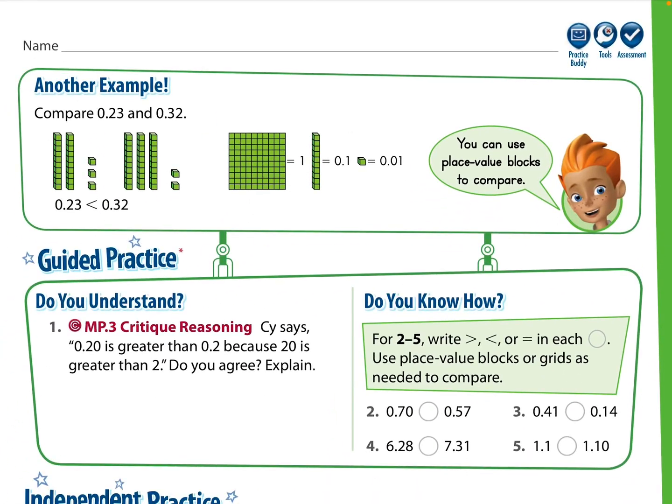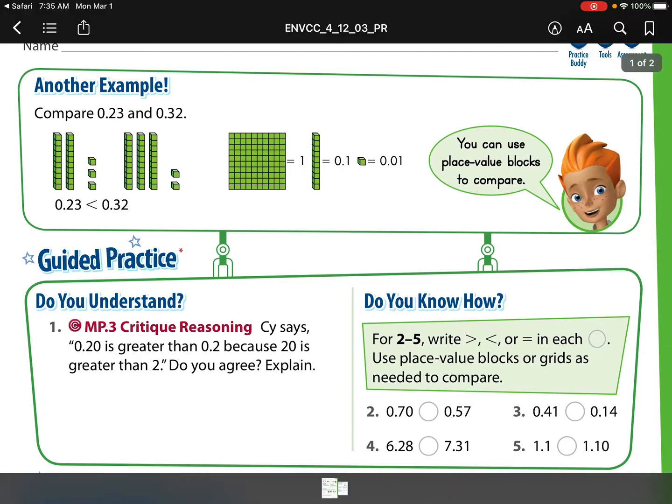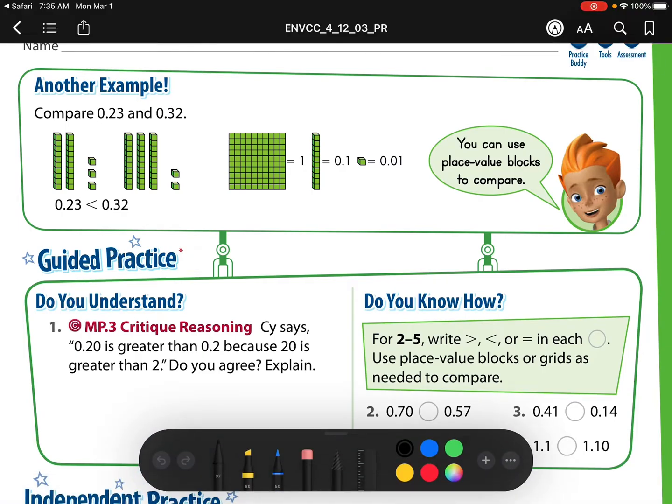So class, we're on lesson 12-3, which is comparing decimals. Now, just a reminder before we get started, when we compare decimals, remember we have our place values we talk about. So we have our, I'll just put a number here, we have our ones, we have in red the tenths, which is right after the decimal, and then we have our hundredths.